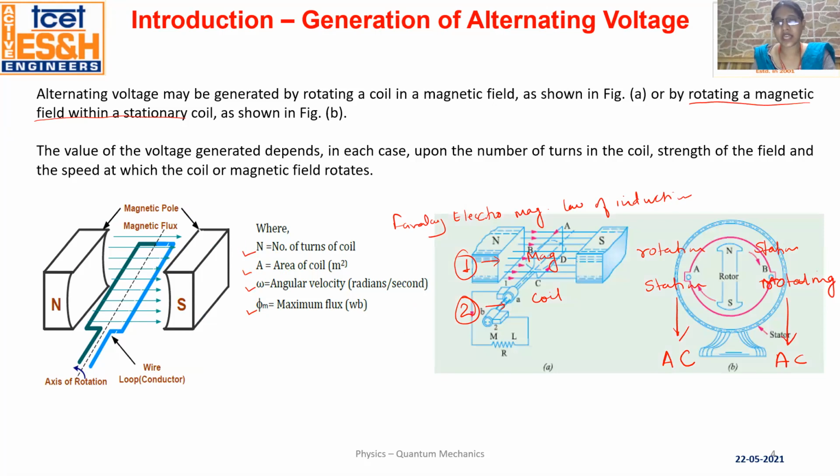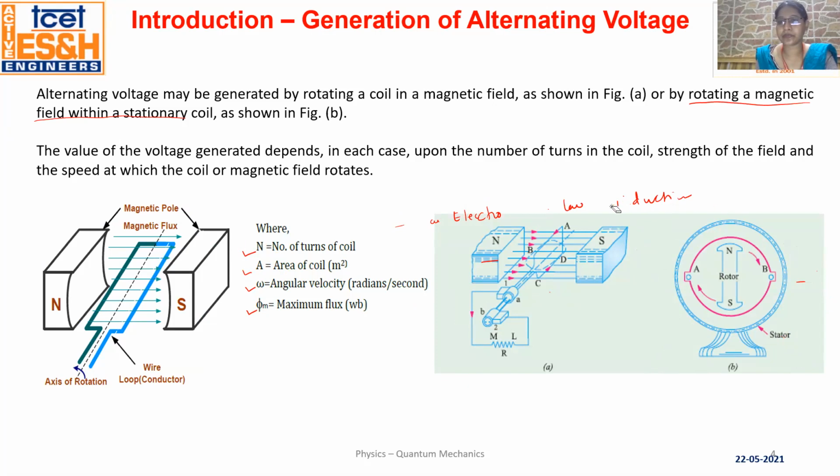So see, this is the example of two methods where your alternating waveform is generated. See, in this, the magnetic field is stationary. Here two magnets are placed, and the magnetic field is stationary. And here this is the coil which is moving. Now, in this particular case, when the magnetic field is stationary and the coil is moving, EMF is generated.